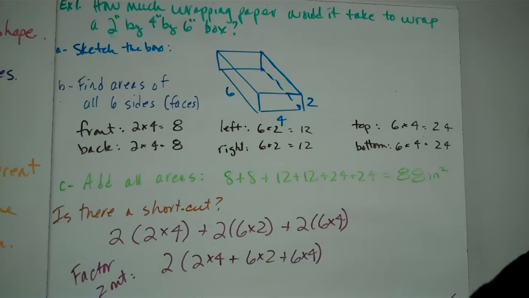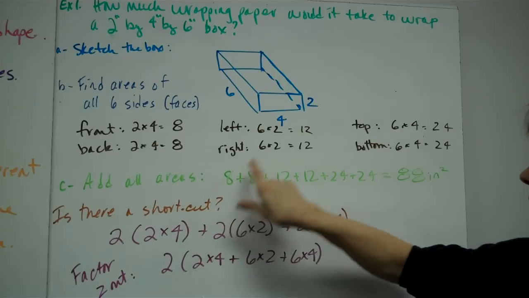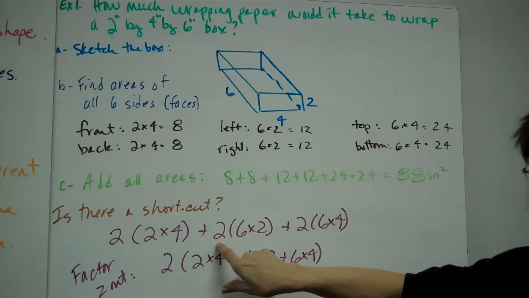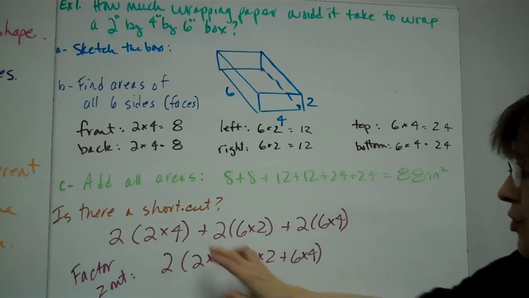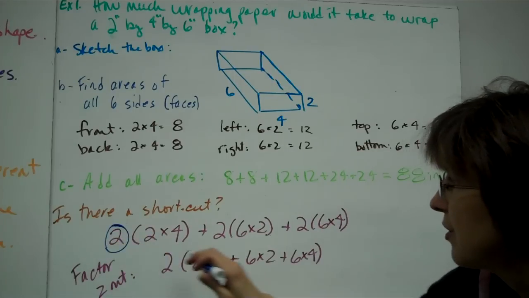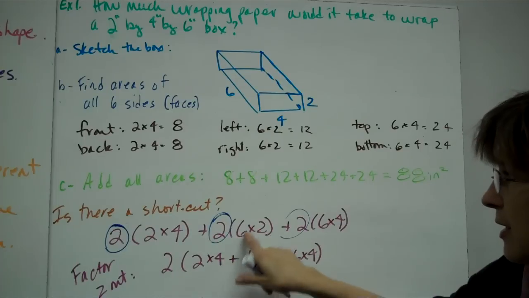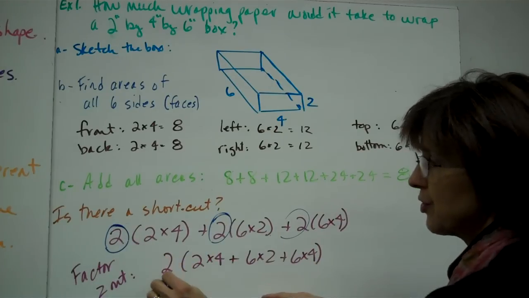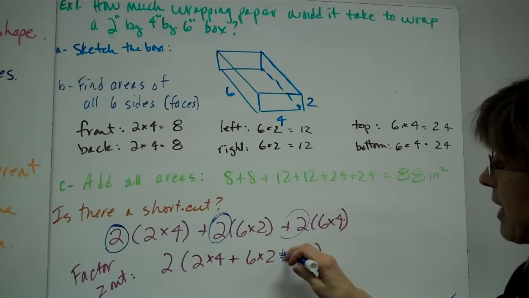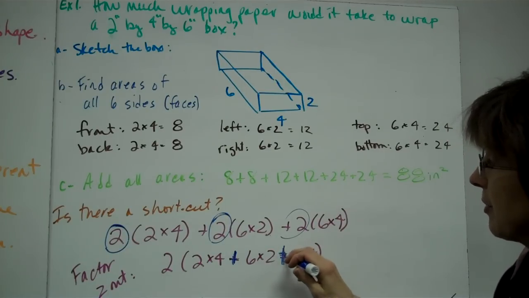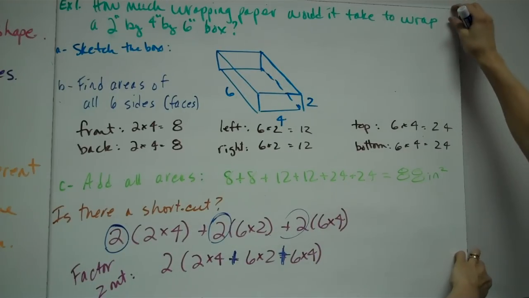Let's think about this. We just did each of these twice, so I could just say 2 times 2 times 4. I did 2 of these, so I could represent that by 2, parentheses 6 times 2. And then again, the same for that. Then if I factor a 2 out of all of these, I have 2 times 4 left, plus 6 times 2, and then 6 times 4. But remember, I'm adding all these different products up, and once I add them all up, then I'm multiplying by 2. Okay, so let's try another example.